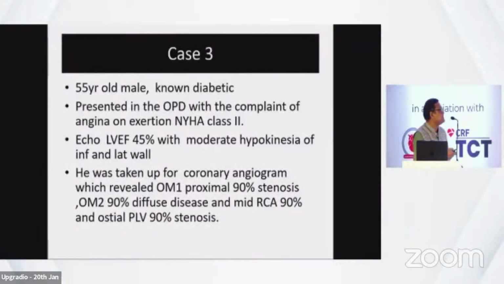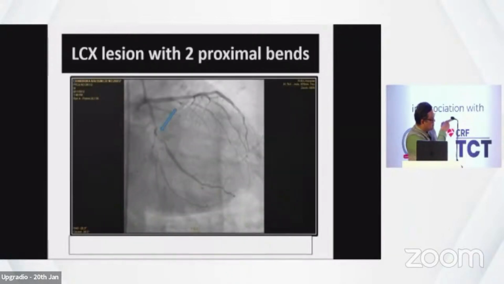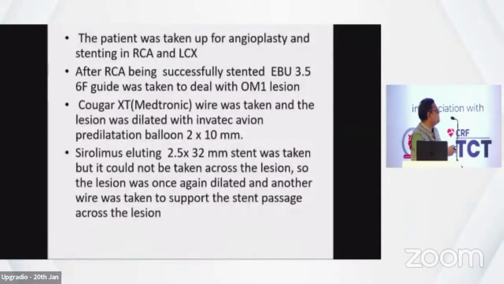Just to show you one case. A 55-year-old male diabetic presented with class 2 symptoms, echo ejection fraction 45%, taken for coronary angiogram, which revealed an OM lesion proximal with 90% stenosis and OM2 diffuse disease, and mid RCA 90% and PLV another 90%. So this was the circumflex OM lesion, as you can see, and there are risk factors because there are two bends, if you carefully notice. So this is something which is a problem.